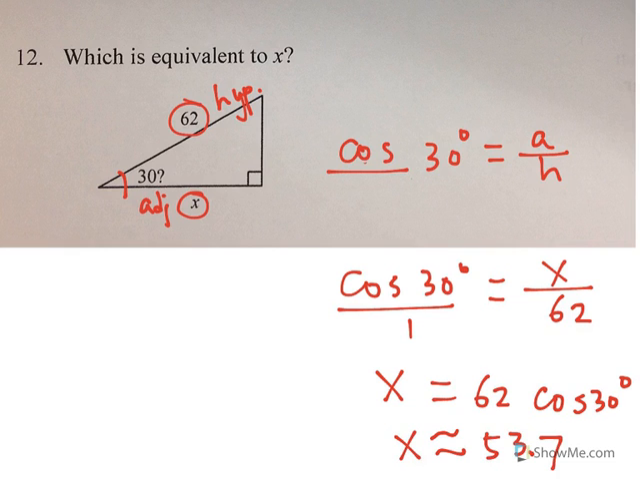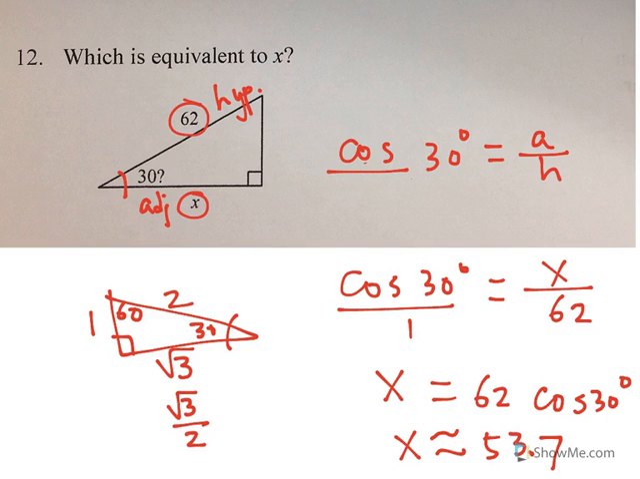Or we can find the exact answer using the ratio for a 30, 60, 90, which is again 1, radical 3, and 2. So since we're looking for the cosine of 30 degrees, that would be adjacent over hypotenuse, which is radical 3 over 2, and substituting that back into the original equation right here, which we have already, 62 times radical 3 over 2, we can simplify that. 2 goes into 62 31 times, and the exact answer is 31 radical 3.